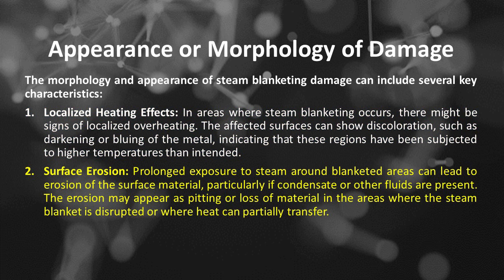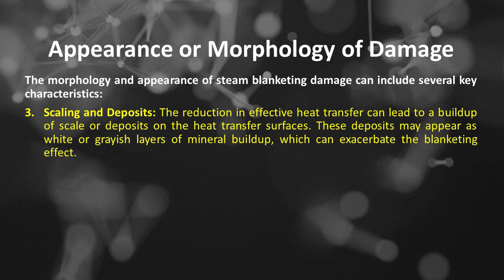Number 2 is surface erosion. Prolonged exposure to steam around blanketed areas can lead to erosion of the surface material, particularly if condensate or other fluids are present. The erosion may appear as pitting or loss of material in the areas where the steam blanket is disrupted or where heat can partially transfer. Number 3 is scaling and deposits. The reduction in effective heat transfer can lead to a buildup of scale or deposits on the heat transfer surfaces. These deposits may appear as white or grayish layers of mineral buildup, which can exacerbate the blanketing effect.